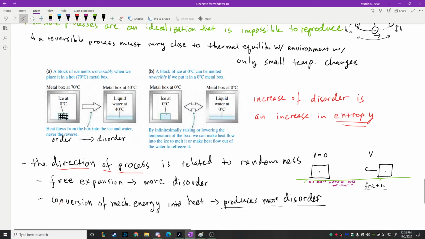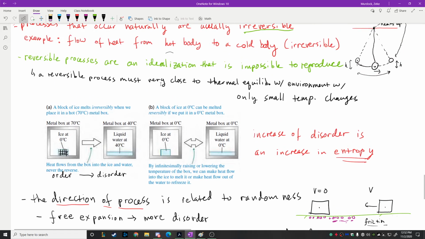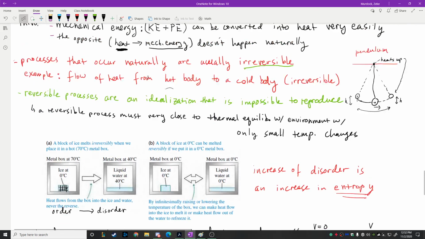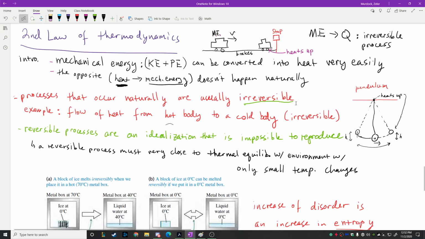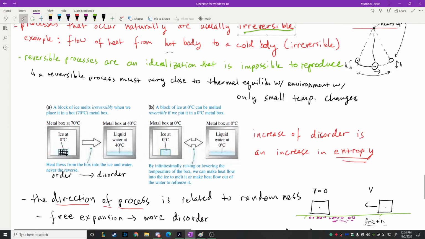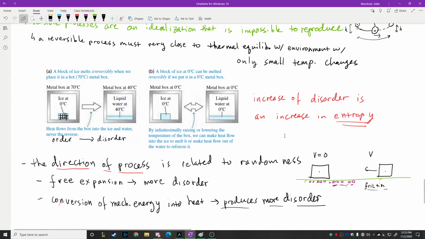Okay, so does anyone have any questions about what an irreversible process is and what a reversible process would be? A reversible process has to occur very close to thermal equilibrium. We're going to need to use this idea when we're discussing heat engines. An irreversible process is what most processes are. Most processes that occur in nature are irreversible. They happen to correspond to an increase in disorder, and they are what we call natural processes.